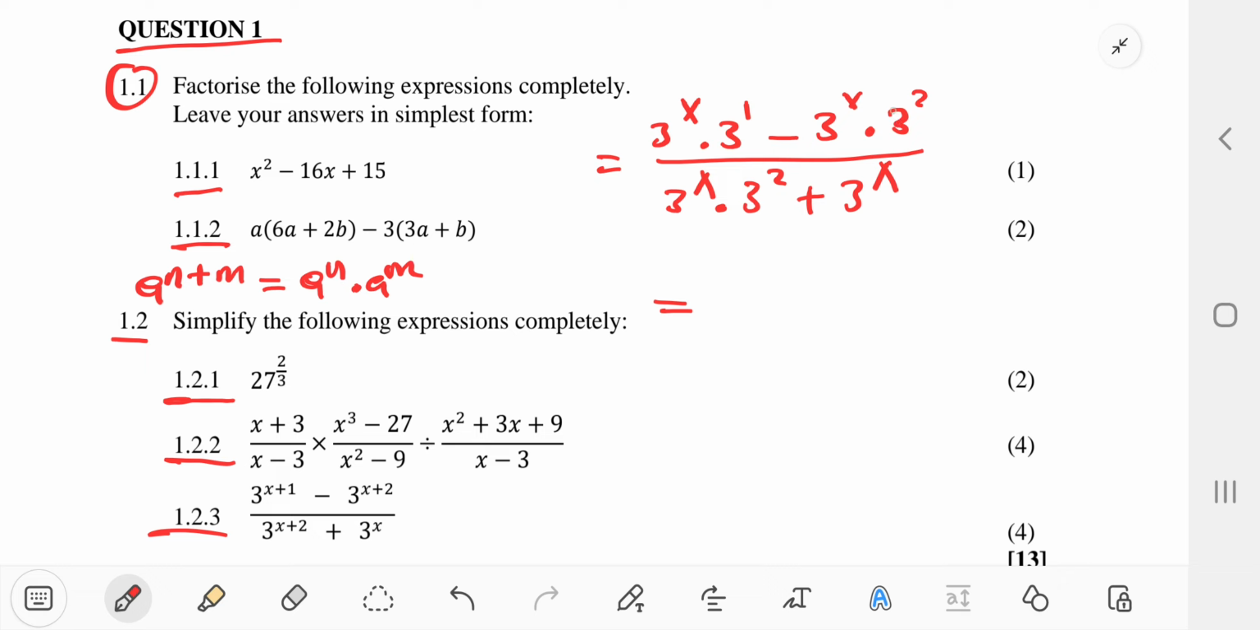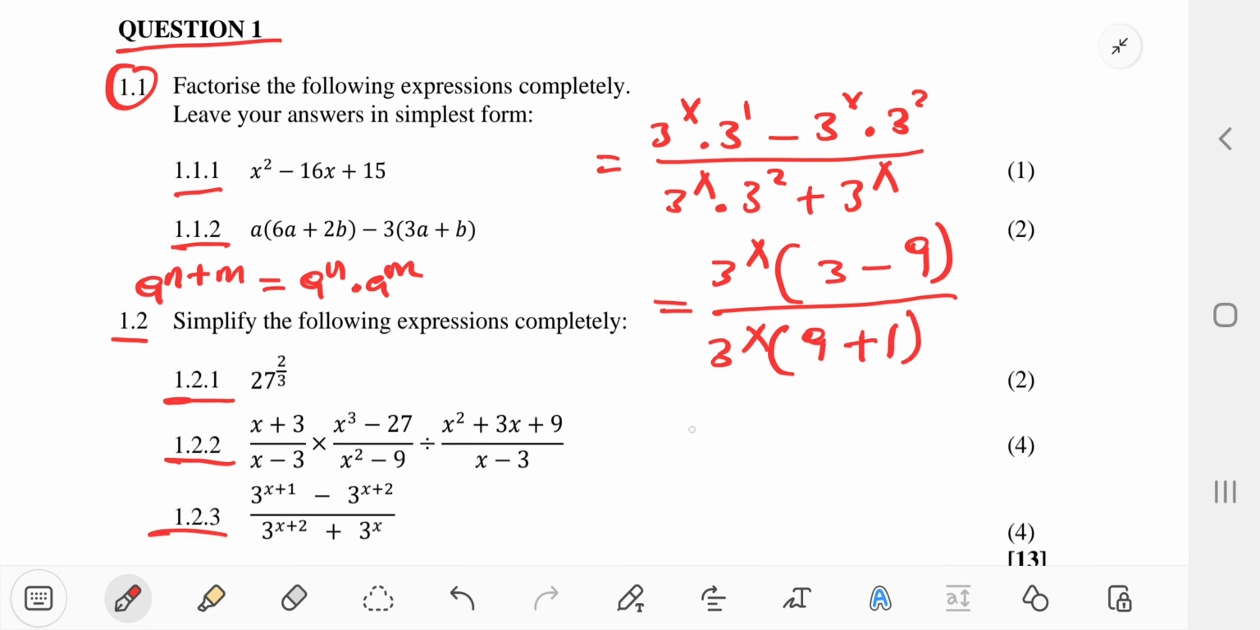Now let's take out a common factor of 3 to the power of x, and inside the brackets we remain with 3 minus 9. All divided by, we take out a common factor of 3 to the power of x, we have 9 plus 1. So now 3 to the power of x will cancel out with 3 to the power of x. And then 3 minus 9 is minus 6, divided by 9 plus 1 is 10. So it means we have negative 3 divided by 5 as the final answer. In total, we get 13 marks.